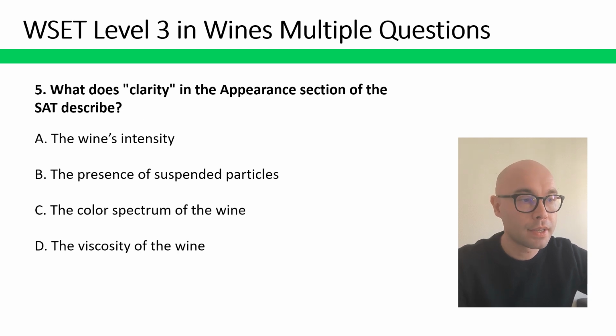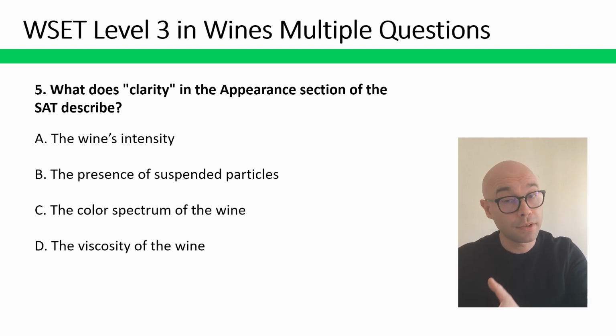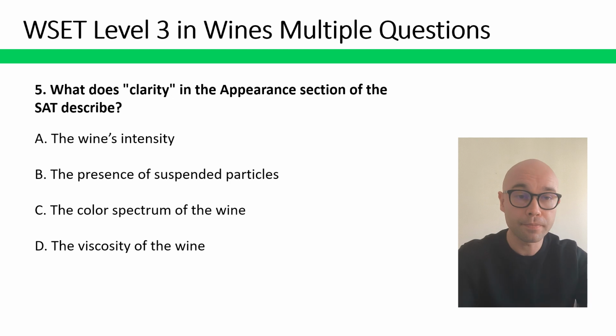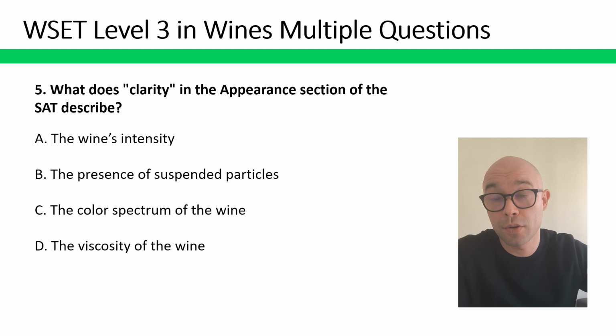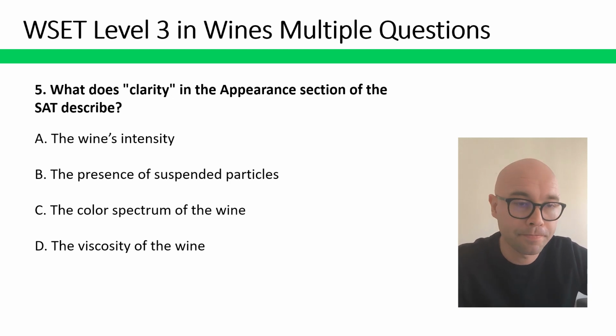What does clarity in the appearance section of the SAT describe? Wine's intensity, presence of suspended particles, the color spectrum of the wine, the viscosity of the wine. The correct answer is B, the presence of suspended particles. This will indicate if the wine was filtered or not, or if there's any winemaking technique done to remove these particles that will make the wine cloudy. This is part of the winemaking part of Level 3, but on the course and on the exam, you're going to get wines that are clear, and you don't actually get a point even though you describe the wine as clear.